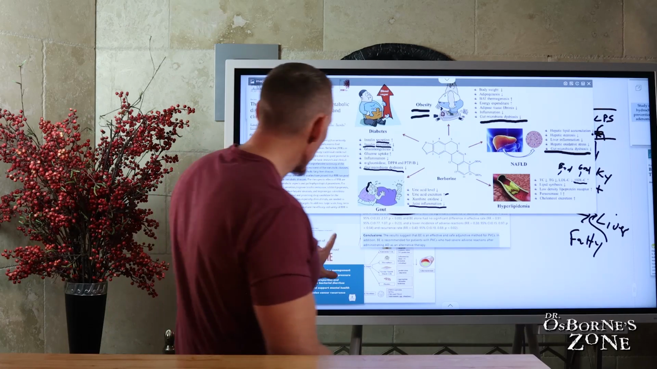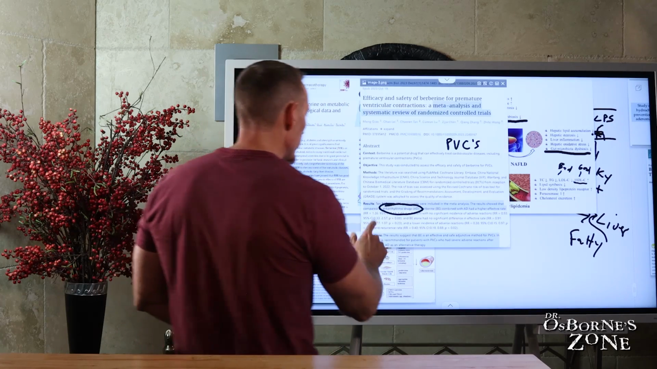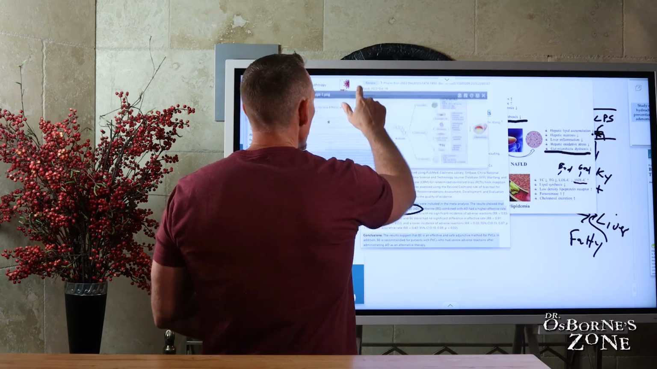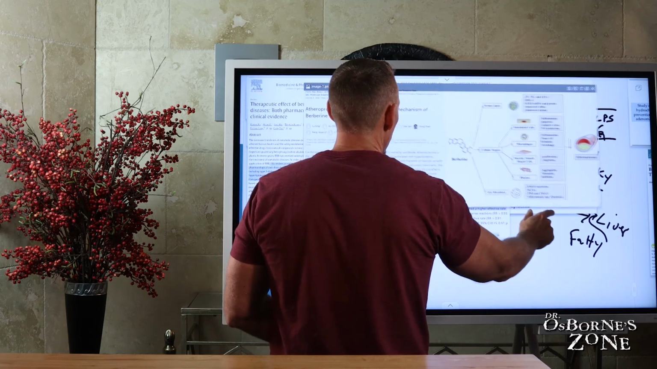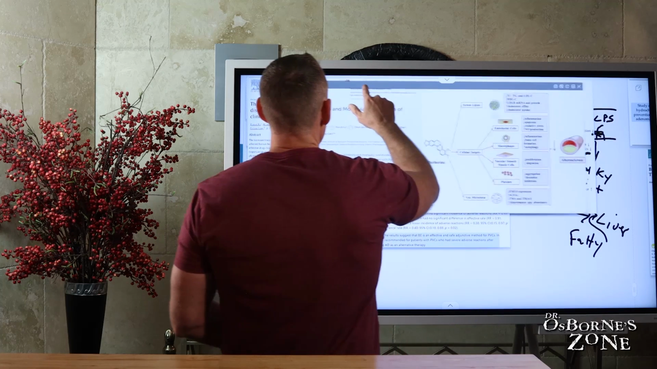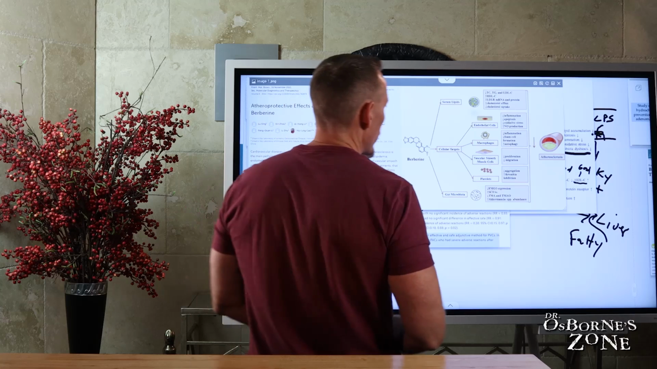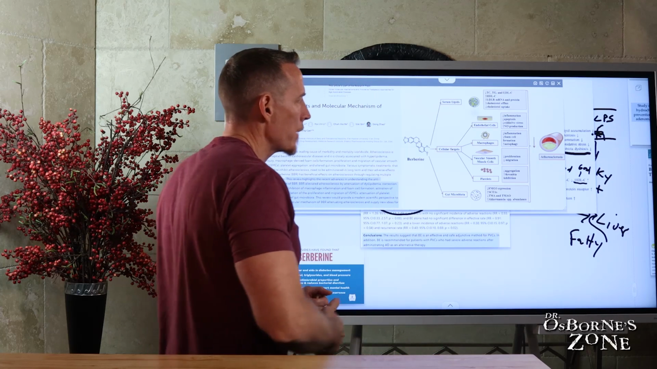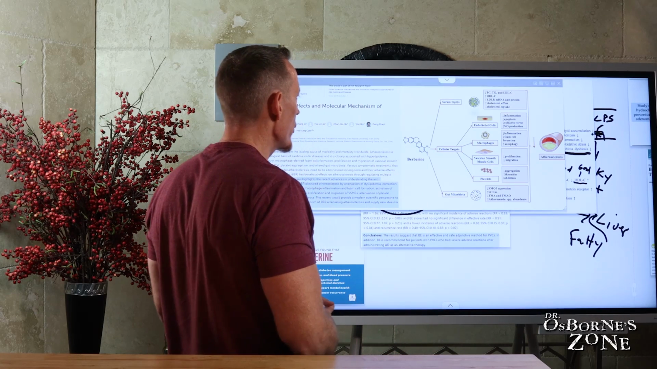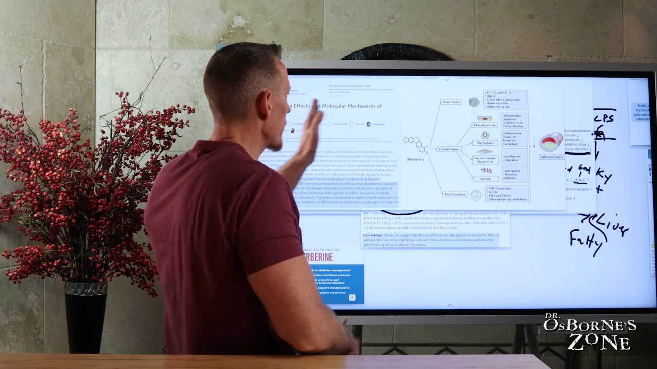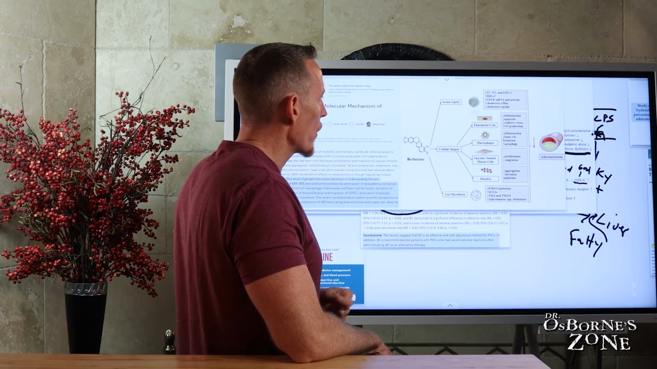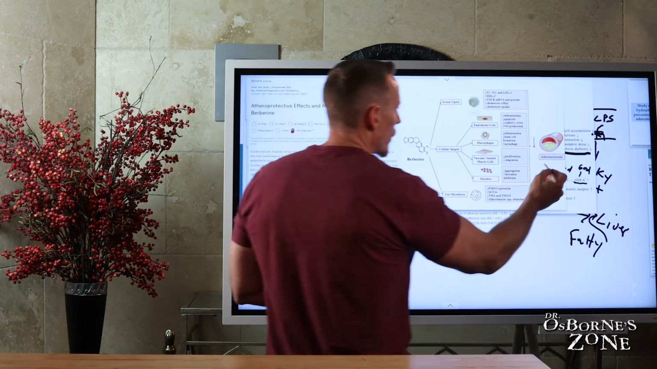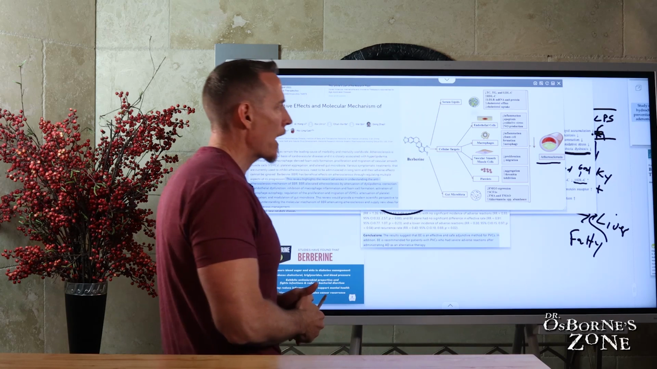Okay, let's look next at this research study, because we were talking about the atherosclerotic or the hyperlipidemia effects. In this research study, they're looking at the mechanisms. How does berberine actually reduce the risk of the development of atherosclerosis?